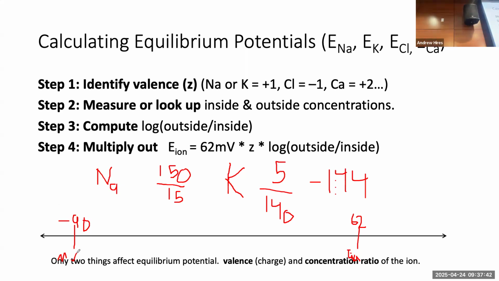What if I gave you a different ion? What about chloride, for example? What's the concentration of chloride inside and outside? We need to know first, what is the valence? The valence of chloride is a little bit tricky. It's -1. So instead of putting 1 into that equation, you're going to put -1 into the equation. And then we're going to have to know the concentration of the outside and the inside.